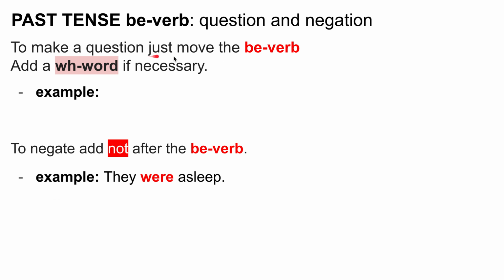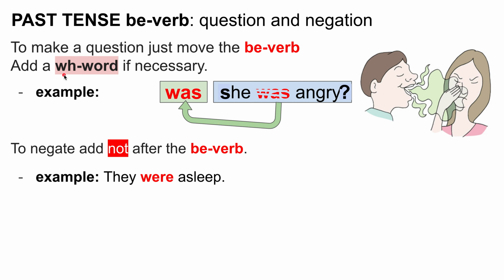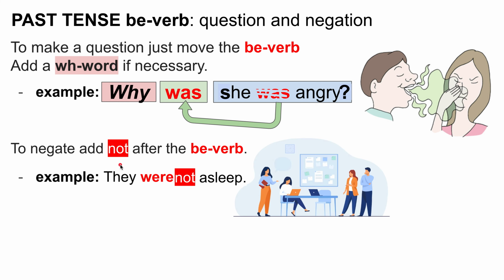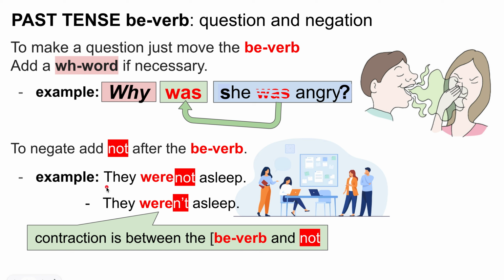Remember that to make a question, we just move the be verb. So she was angry. Was she angry? And we can also add a WH word if necessary. Why was she angry? To negate, we add not after the be verb. They were asleep. They were not asleep. And the contraction happens between the be verb and not. They weren't asleep.